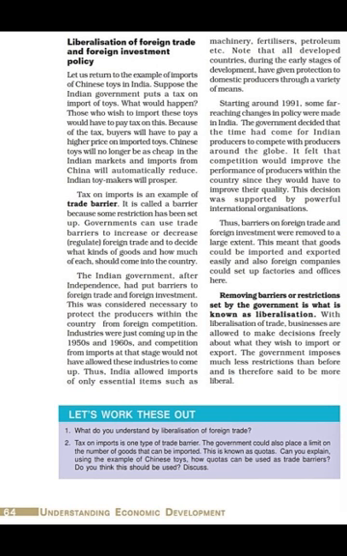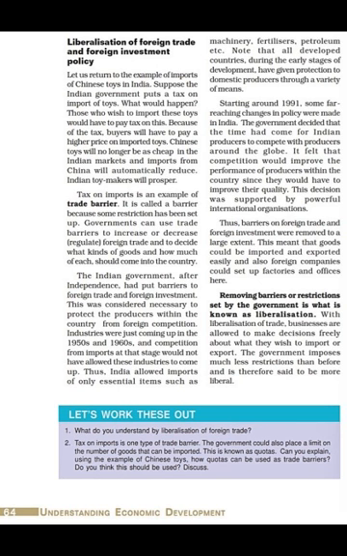policies of the government. So, students, now let us return to the example of imports of Chinese toys in India. Suppose the Indian government put a tax on the import of toys. What will happen? If the government introduces a trade barrier, they will put a tax on the import of toys. Then those who wish to import these toys have to pay a tax on this. Because of the tax, buyers will have to pay a higher price on the imported toys. So Chinese toys will no longer be cheap in Indian markets, the imports from China will automatically reduce, and the Indian toy makers will prosper.